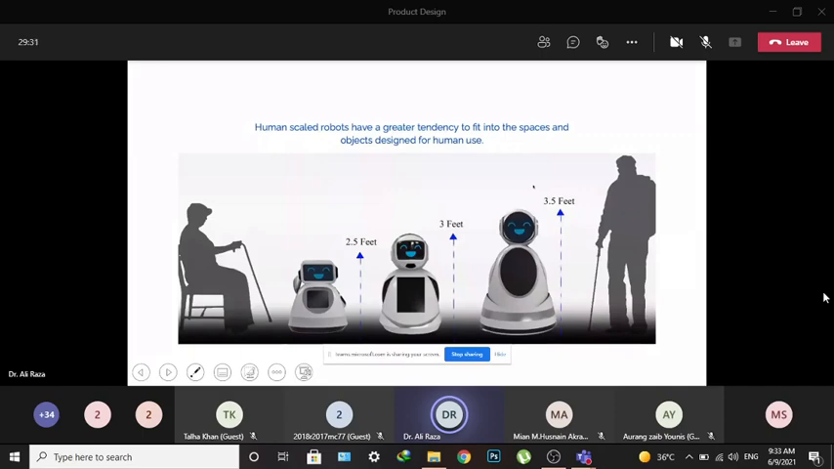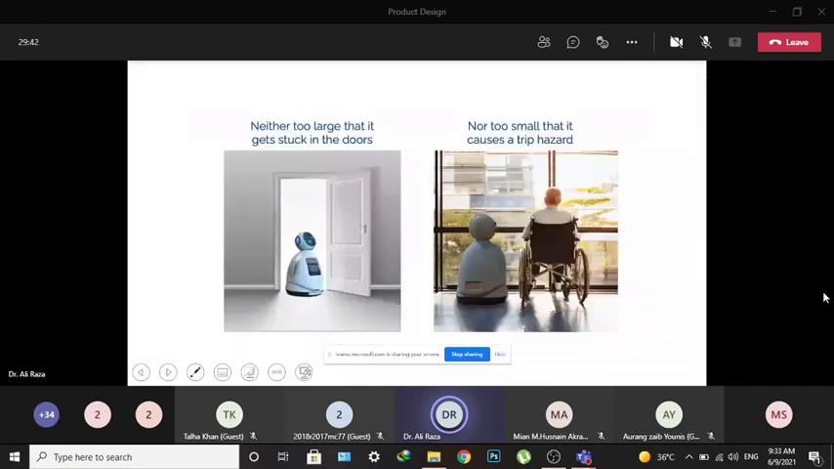Similarly, the width is important in the sense that the robot has to pass through doors and narrow corridors. It has to move around the apartments. It has to interact with the elderly, whether the elderly person is on a wheelchair, standing up, or sitting on a sofa. So it must have appropriate parameters in terms of height as well as width so that it can freely move around, doesn't create a major hurdle, and interacts with the person in an effective way.